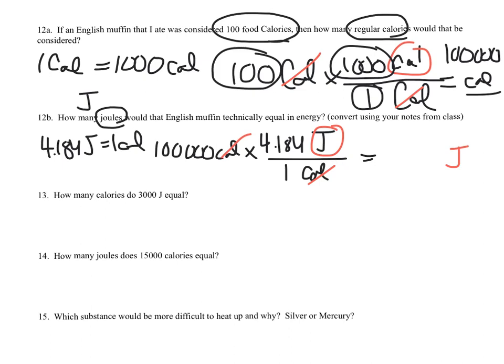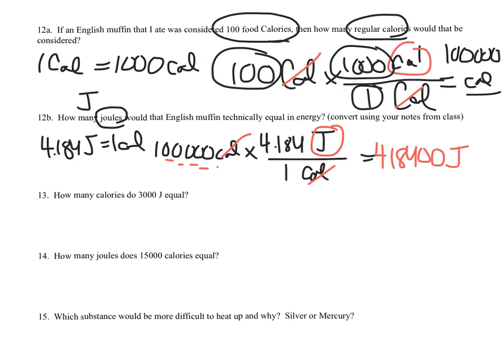Now, if I multiply that out, 4.184 times 100,000, I'm going to move my decimal 1, 2, 3, 4, 5 places. So it looks like 418,400 joules is how much energy is in an English muffin. That's actually 100 food calories. So we are just simply practicing conversions here. No big deal. Don't get overwhelmed.